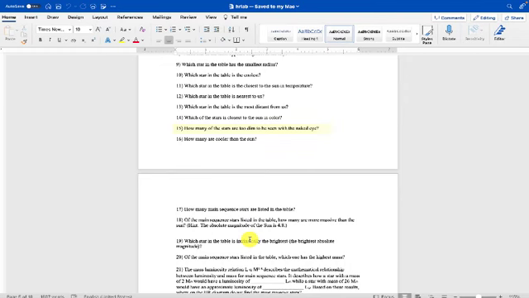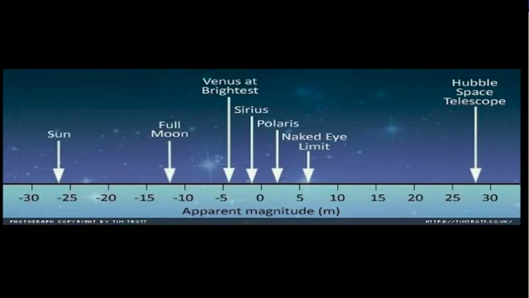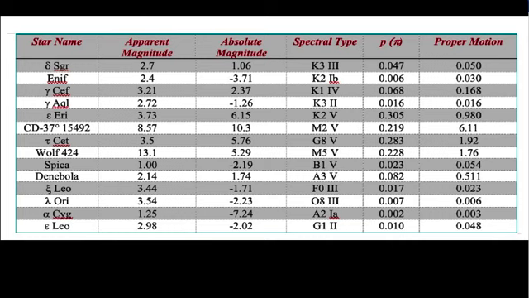Next, we're asked how many stars are too dim to be seen with the naked eye. We know that the limit of the human eye is a 6. So we look for an apparent magnitude with a value greater than 6. Only 2 stars, CD and Wolf 424, are too dim to be seen.